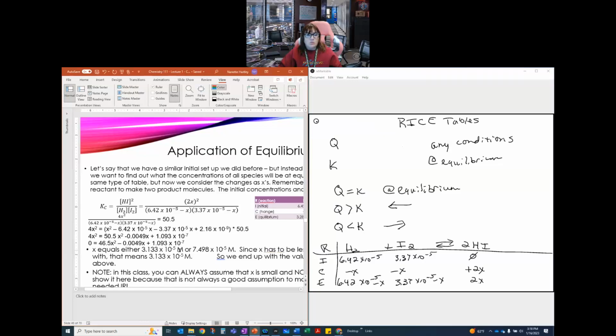Since x has to be less than what we started with, because we didn't have any product, the only answer that makes sense is 3.33 times 10 to the minus fifth. And that value is very, very close to what we started with. So in that case, we cannot make the assumption that I'm about to tell you about. But we often can assume that that x value is very, very small compared to the initial concentrations. Okay, now it's not always, and if it's not, then we need to use the quadratic to solve this.